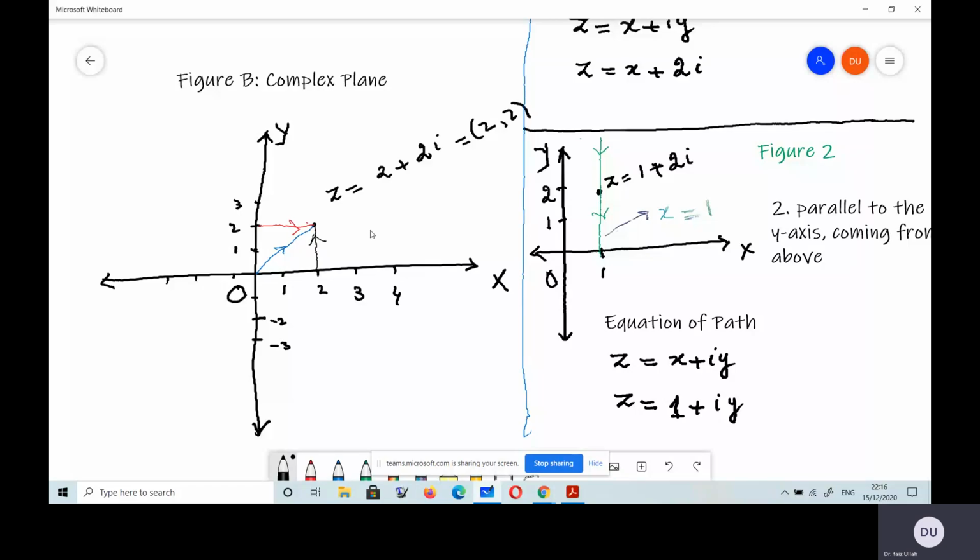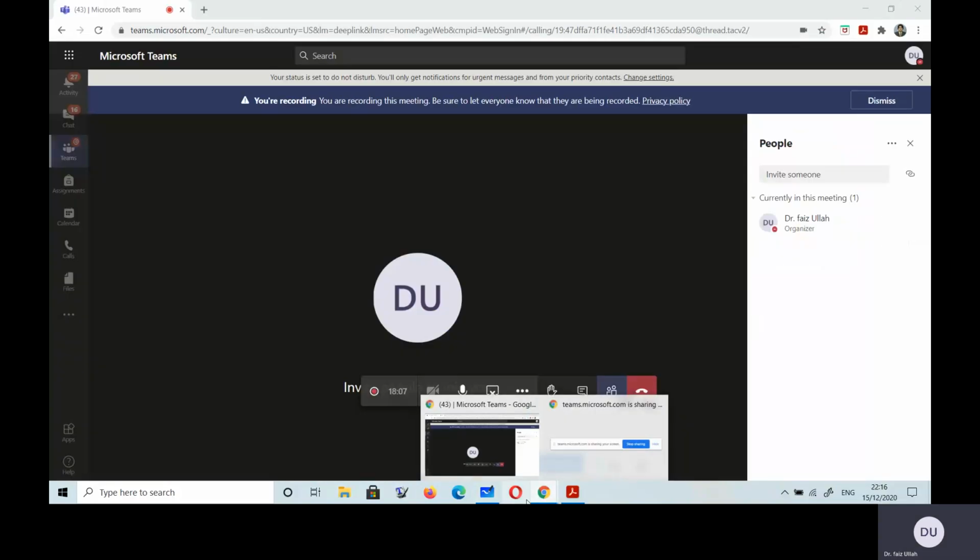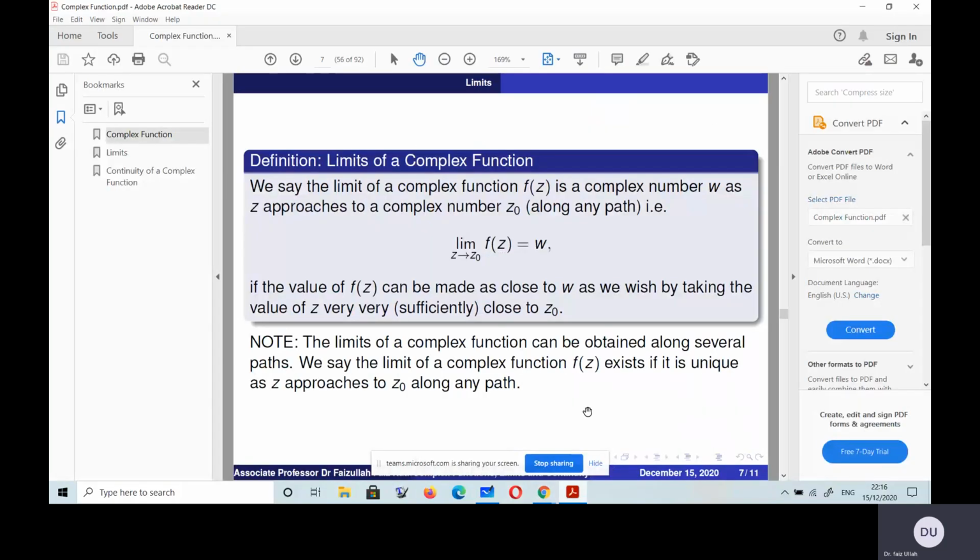And if all these limits have a unique solution, we will say that the limit exists. Otherwise, we will say that the limit does not exist.